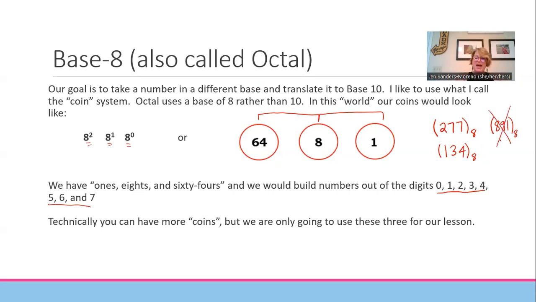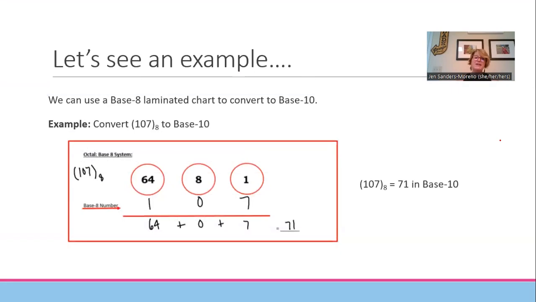Okay, so let's go ahead and I'm going to show you how this works. So here's our example. This is my laminated chart, so to speak. What people would do is write whatever number you're trying to convert across right underneath these coins. What this is asking us to do is say that we want 1 64. So I want 1 64, no 8s, so 0, and then 7 1s. Then you total up that 64, that 0, and 7, and that tells us what 107 base 8 is in base 10 world.